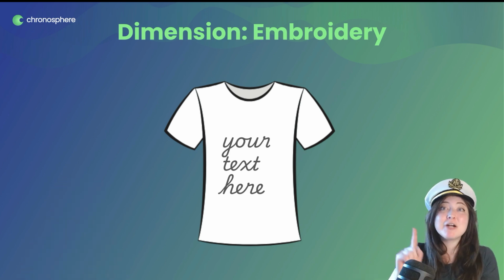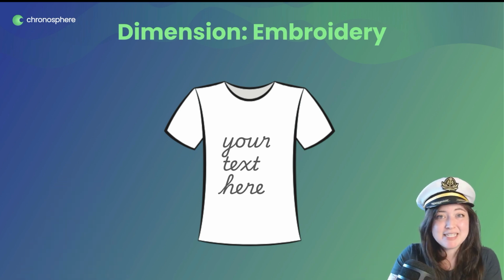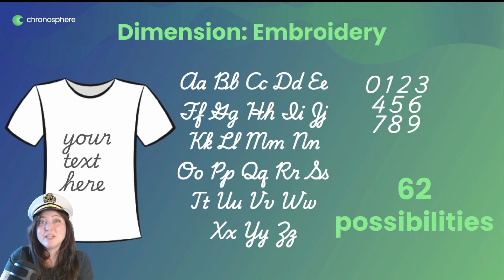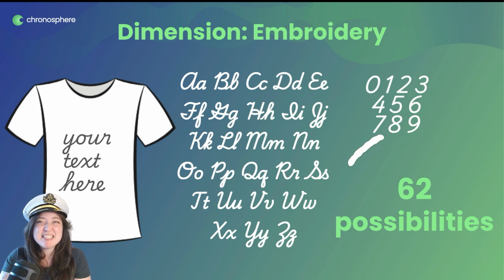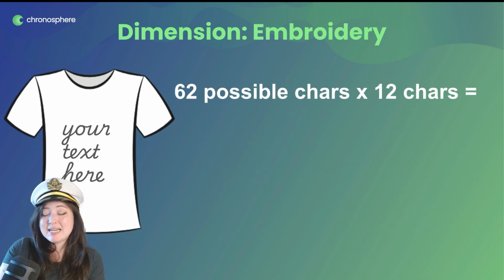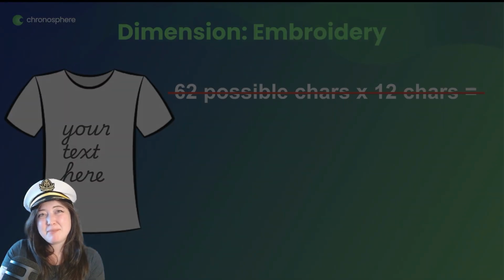What happens to cardinality when we add a dimension that has a lot more options? Let's go ahead and offer custom embroidery for a max message length of up to 12 characters and find out. We're going to restrict our available characters to be A to Z upper and lowercase, as well as the digits 0 through 9, giving us a total of 62 possible options per character. It's not as simple as multiplying 62 possible characters by our 12 character limit.